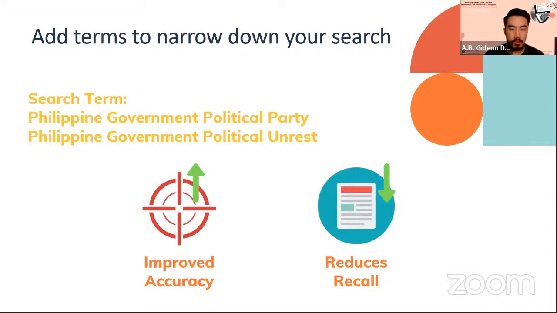Let's take a look at our example: Philippine government and political party. Obviously, this improves accuracy and reduces recall. So you're simply narrowing down bit by bit, closing in on your target. However, this might also pose a threat. If you use three, four, or more keywords, the search engine would take into consideration all of those four or six terms, which may eventually lead you again to a higher recall.